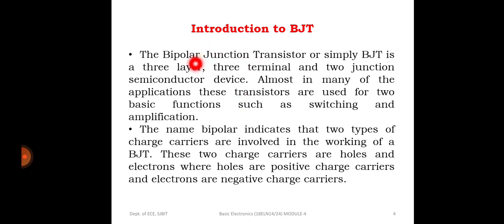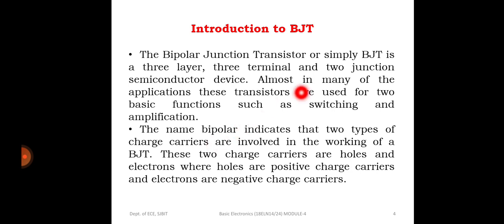So when we say it is a 3 terminal device, what are the 3 terminals? It is emitter, base and collector. So a BJT or bipolar junction transistor is one which has 3 layers, 3 terminals and 2 junctions. The 2 junctions are the emitter base junction and the collector base junction. The 3 terminals are emitter, base and collector. Now in many applications these transistors are used for 2 basic functions, one is for switching and the other one is for amplification. So the 2 major applications are switching and amplification.